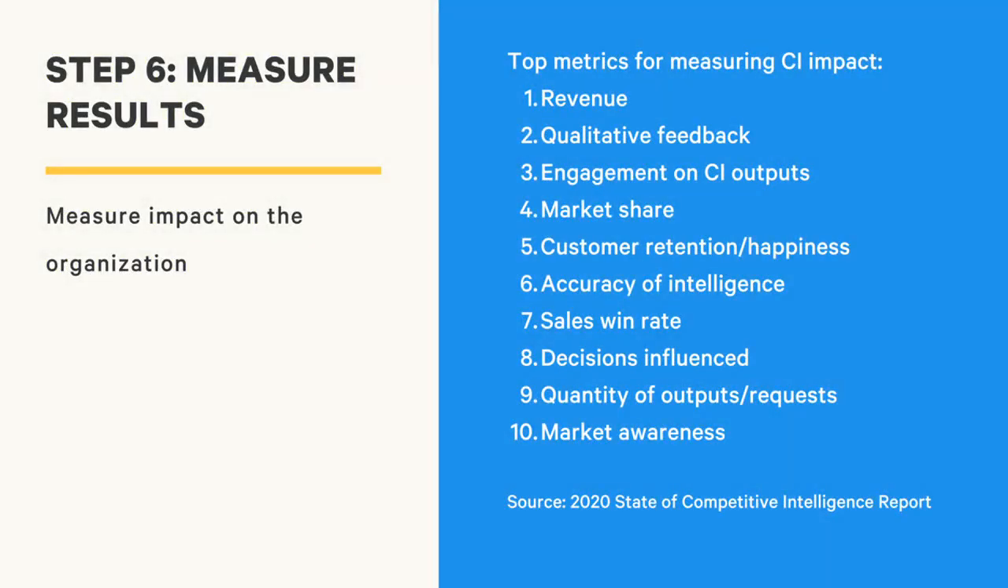Measuring results, a very important step for understanding whether or not we're having the intended impact on our businesses. One of the things to keep in mind with each of these metrics is you don't have to choose one. It can really be a combination of these different metrics, and I really recommend that as well, because by using a combination of metrics, you're more likely to get at the more holistic impact that CI is having on the business.